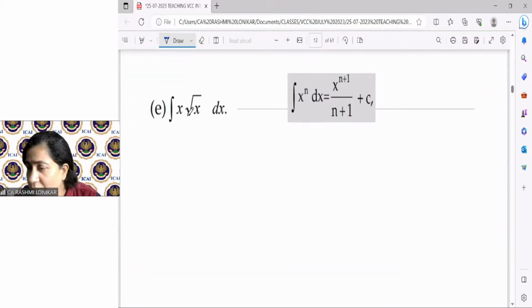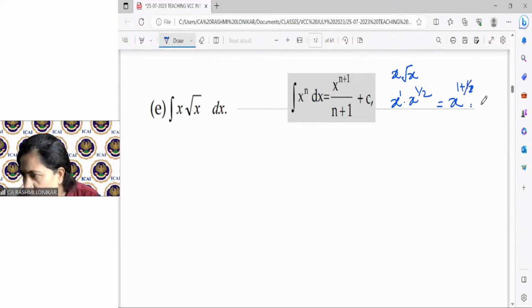Okay, now I have x root x. As I was earlier telling you, how do I write x root x? x raised to 1 into x raised to half. This is x raised to 1 and x raised to half. This is equal to x raised to 1 plus half, which is equal to x raised to 3 by 2. 1 plus half is 3 by 2.